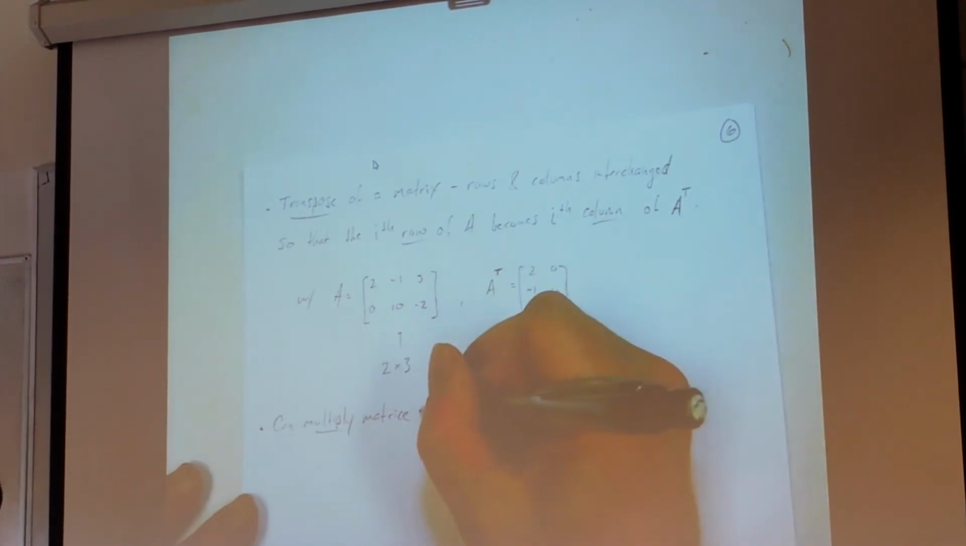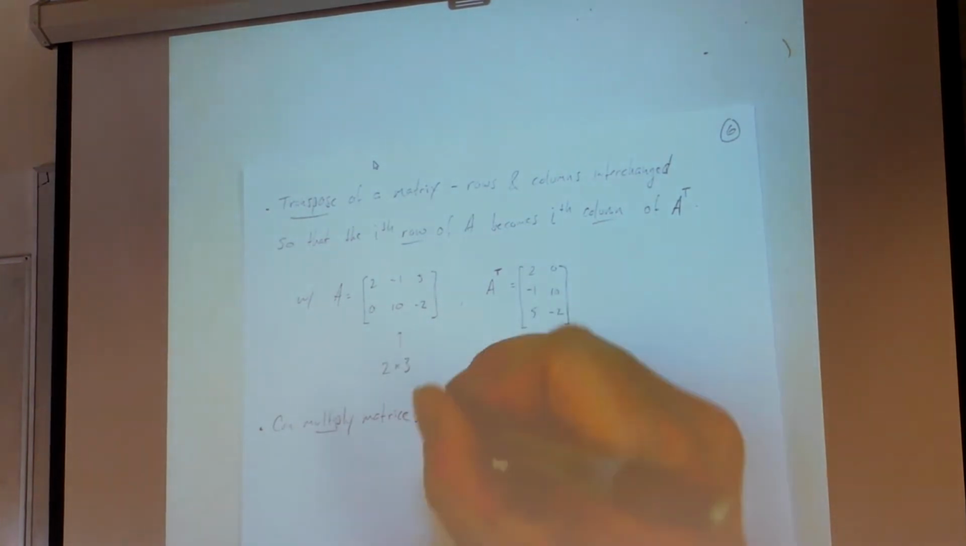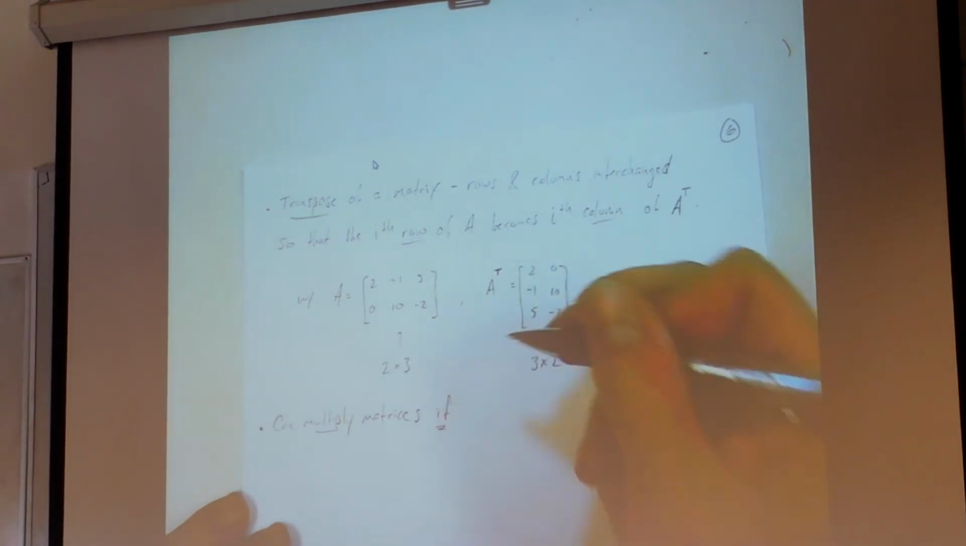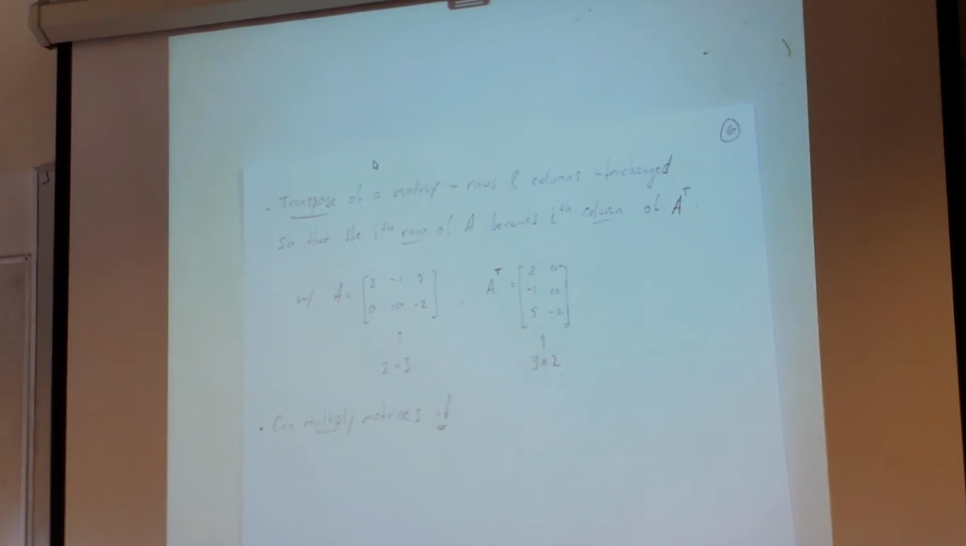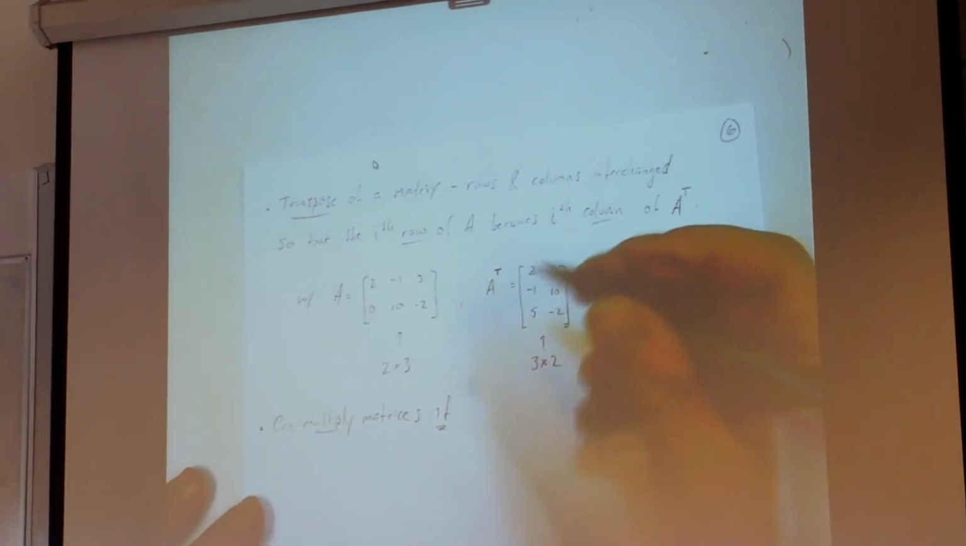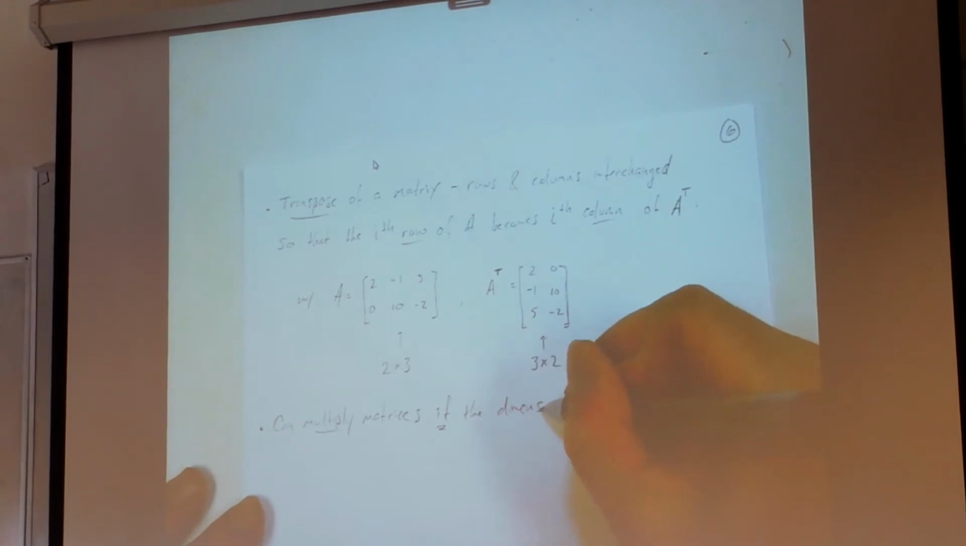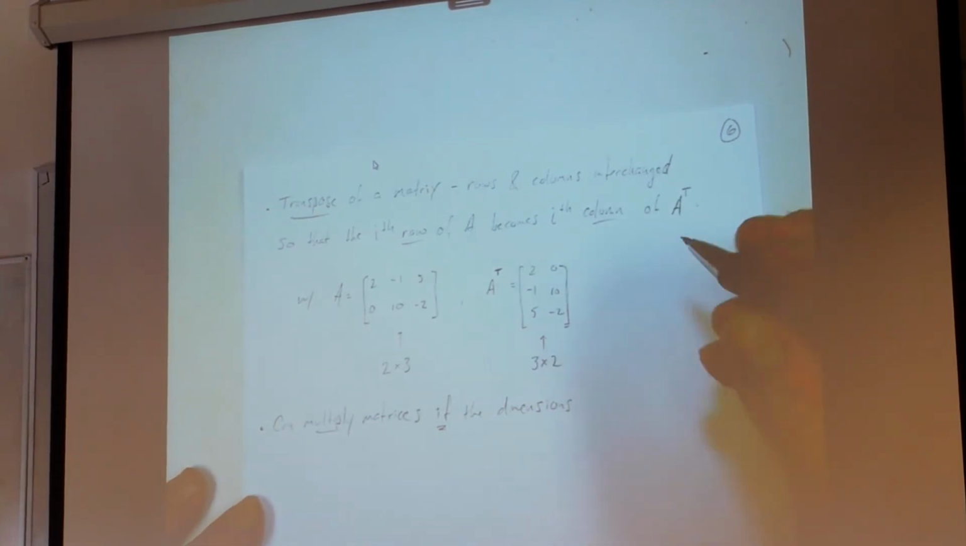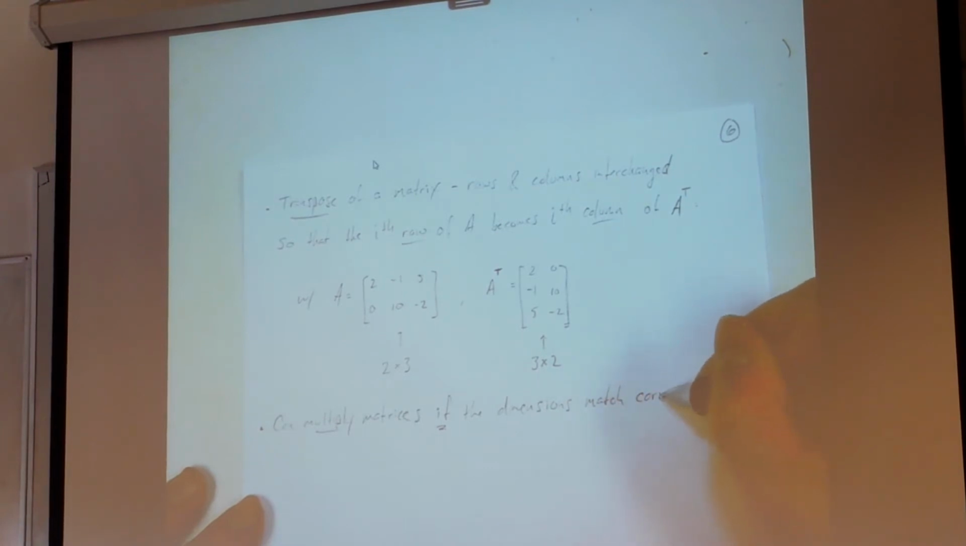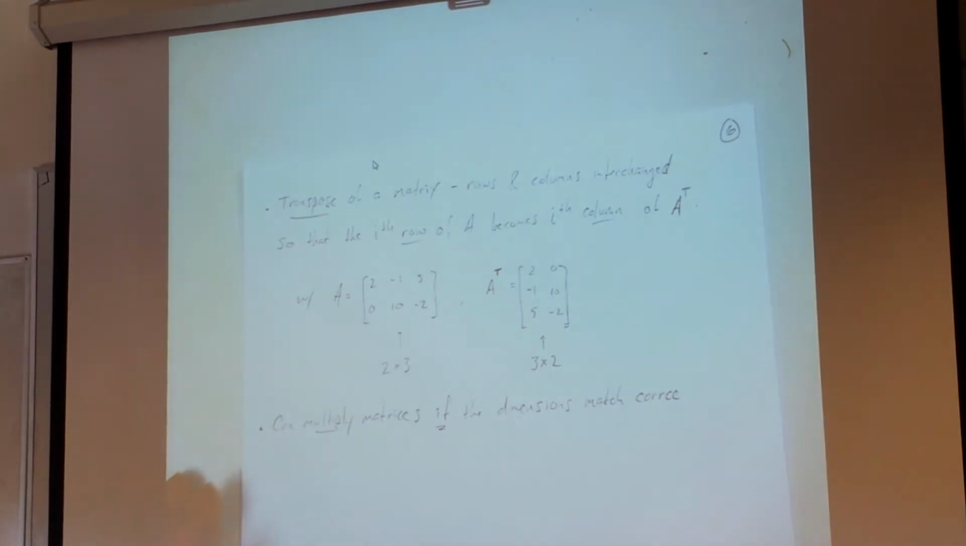You can multiply matrices, but this is a big if. Not just any two matrices. You can multiply matrices if the dimensions match. I'm going to say match correctly. That doesn't mean that they are both 2 by 3, for instance. Not equal, but they match correctly.